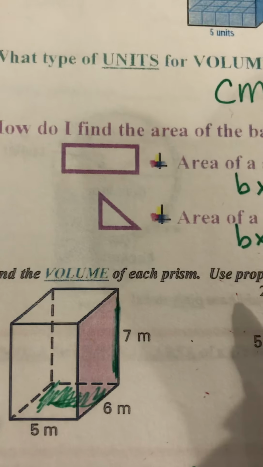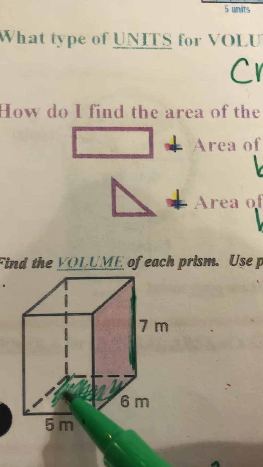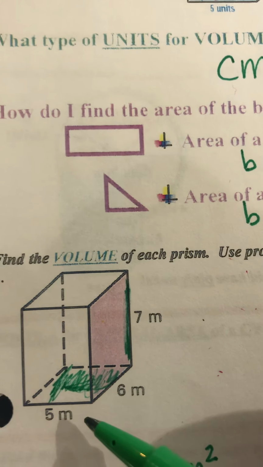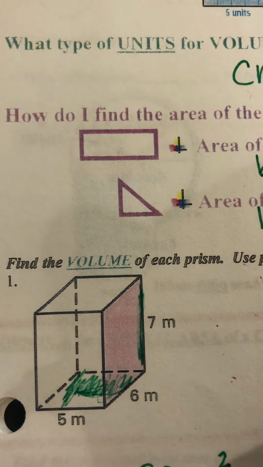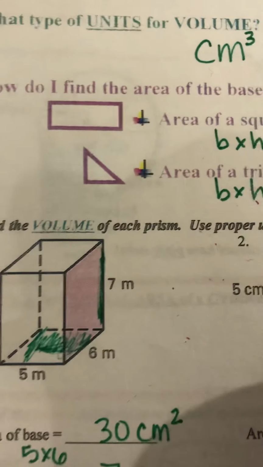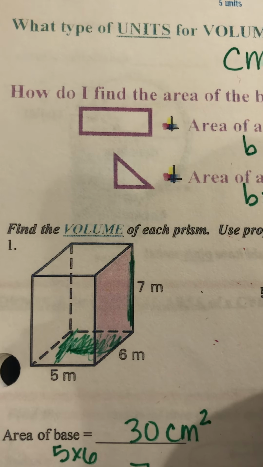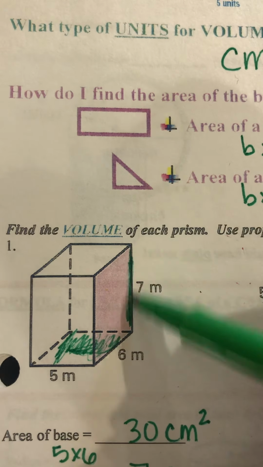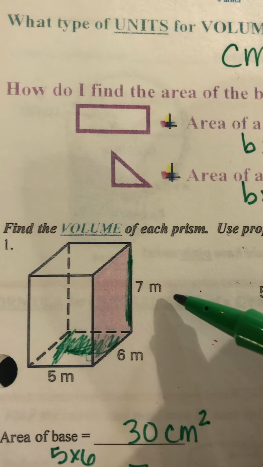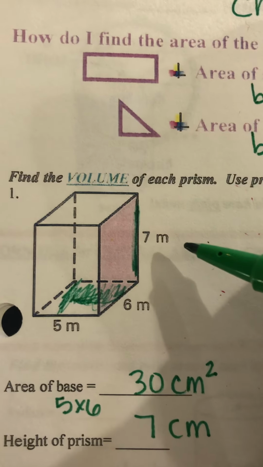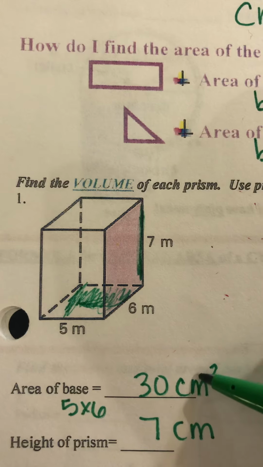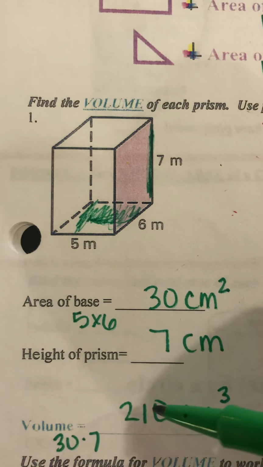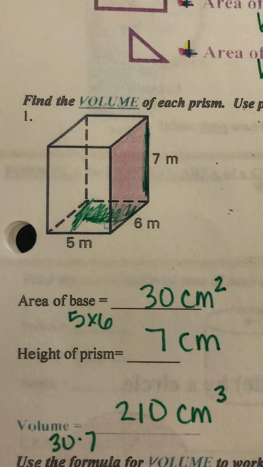So the first one here is a rectangular prism, and we'll shade in the bases. So this is the base of the rectangular prism. How would I find the area of that rectangle? You're right, 6 times 5, or 30 centimeters squared. What is the height of the prism? Height connects the two bases. You're right, 7 centimeters. And what would I do with these two numbers? Volume is area of the base times height, so 30 times 7, 210 centimeters cubed.